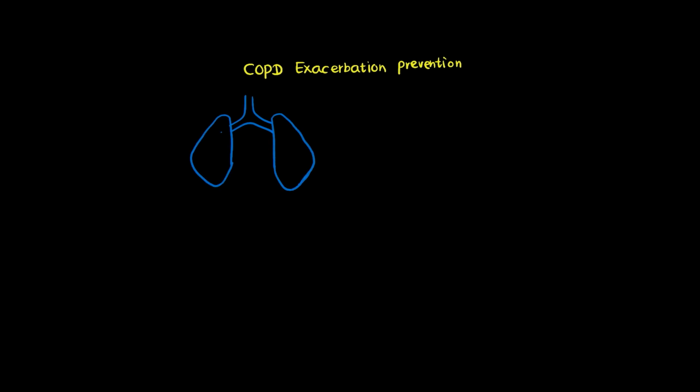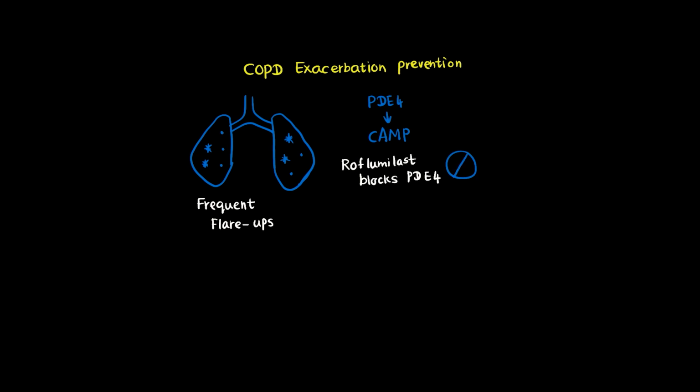COPD exacerbation prevention requires understanding specific medication mechanisms. Despite optimal bronchodilator therapy, some COPD patients experience frequent exacerbations. These episodes involve increased inflammation, mucus production, and airway obstruction. Roflumilast is a phosphodiesterase 4 inhibitor specifically developed for COPD with chronic bronchitis.